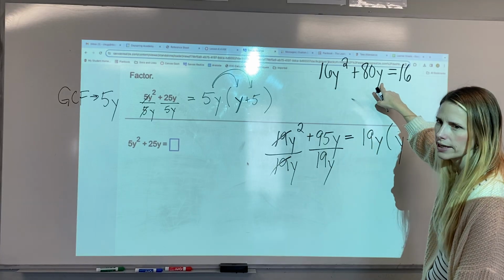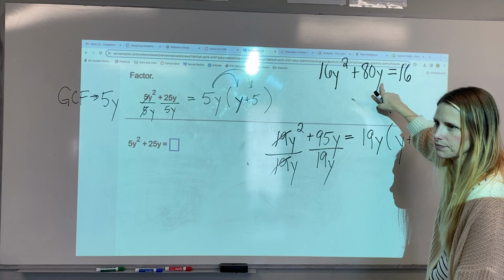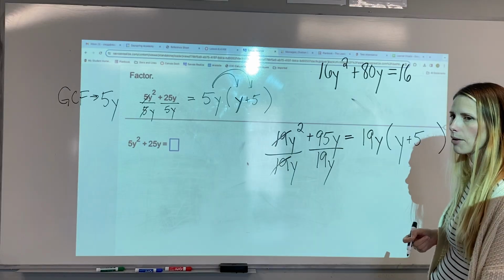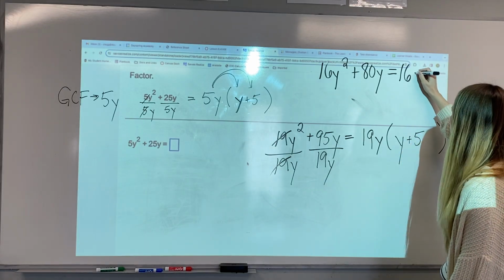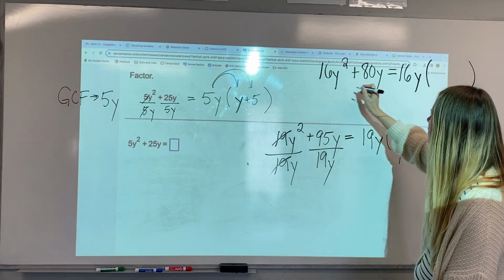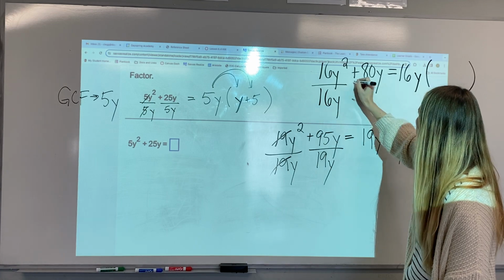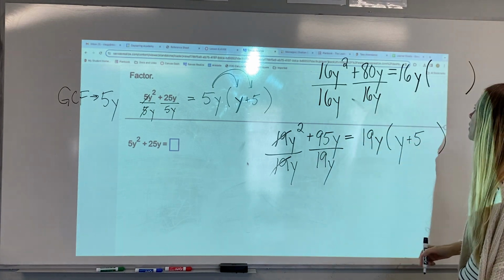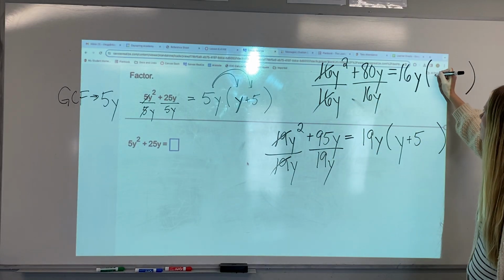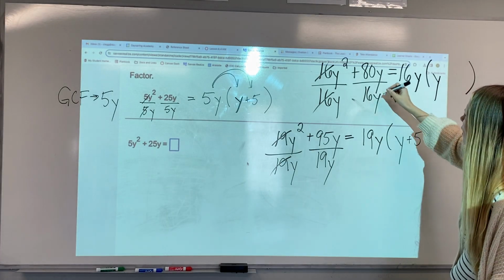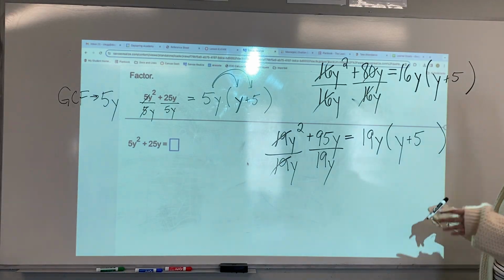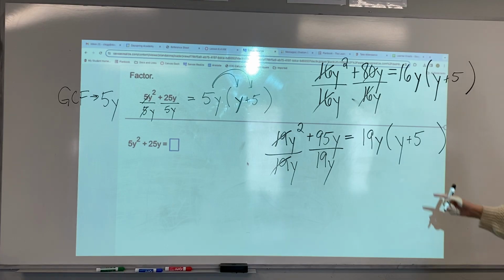Then y squared and y, what would be the GCF of that? The GCF of y squared and y, the greatest common factor. Yes, good, y to the first, which we'll just write as y, because that's the most simple way to write it. Then we have to get our terms inside by dividing by the GCF. And we get 16 divided by 16 cancels out. Y squared over y is y. 80 divided by 16 is 5, so plus 5. And y over y cancels, so there's your answer.